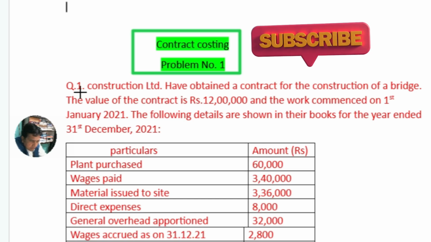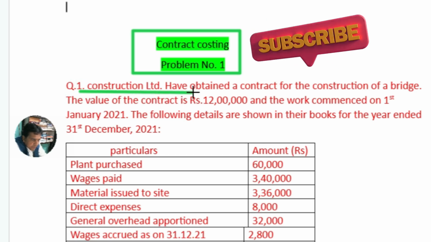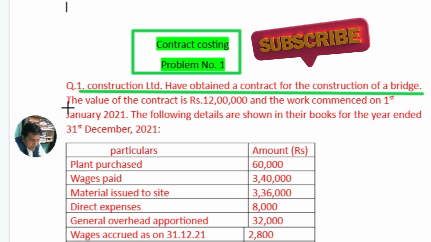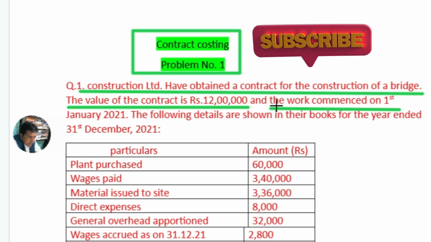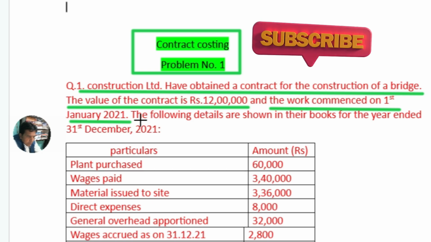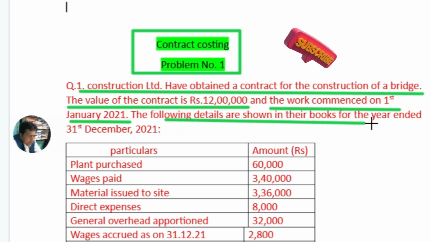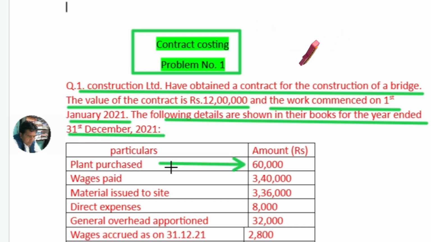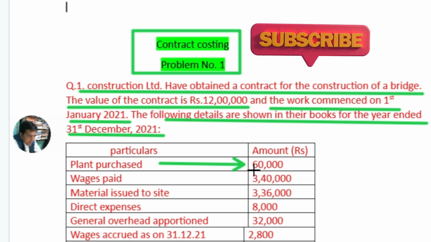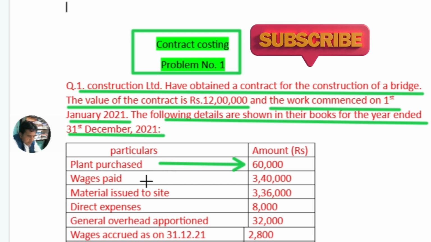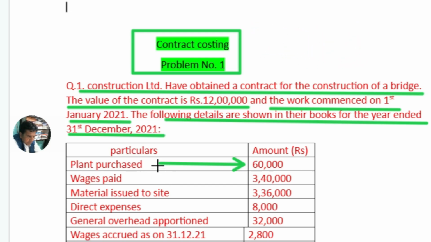Well, here a company, Construction Limited, has obtained a contract for the construction of a bridge. The value of the contract is rupees 12 lakh, which is the contract price, and the work commenced on 1st January 2021. The following details are shown in their books for the year ended 31st December 2021. Plant purchased for the construction of the bridge rupees 60,000, and this plant will be used for various purposes in the construction work.